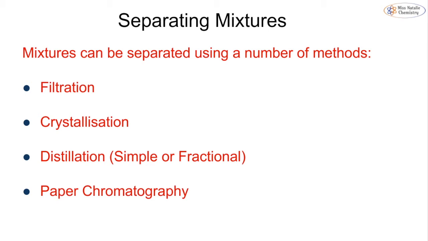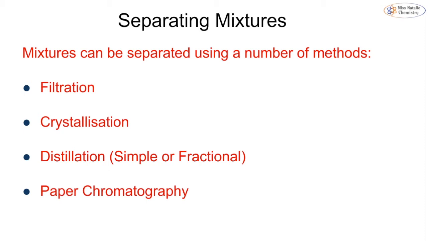So the rest of this topic is now going to focus on how we separate out these mixtures. As I've said, compounds are a lot more difficult to separate, so we don't go into a lot of detail about them. We're only going to focus on how we separate mixtures. There are 4 key methods that we can use: filtration, crystallization, distillation, and paper chromatography.